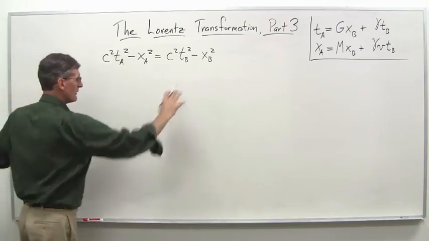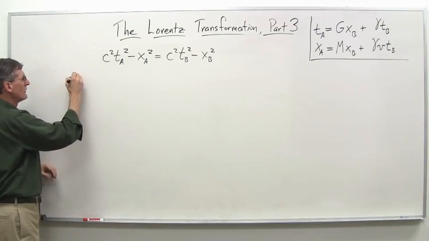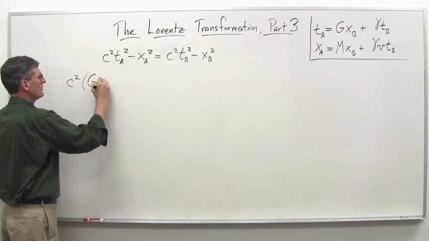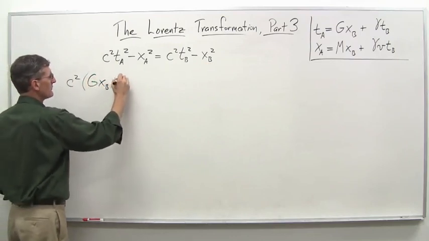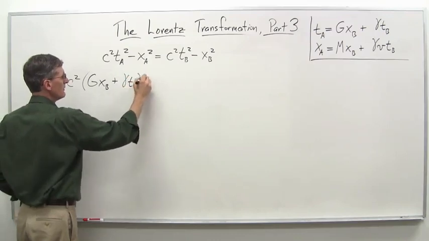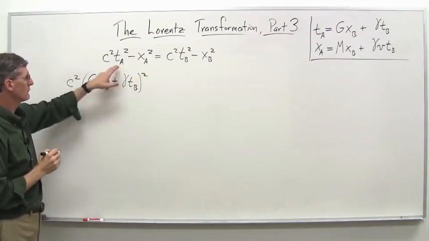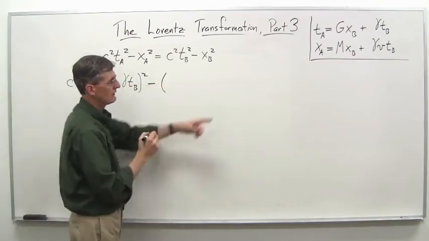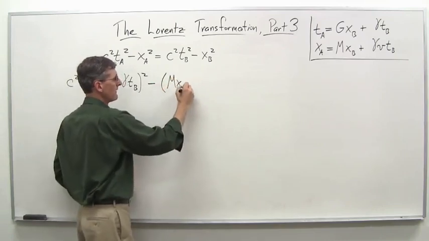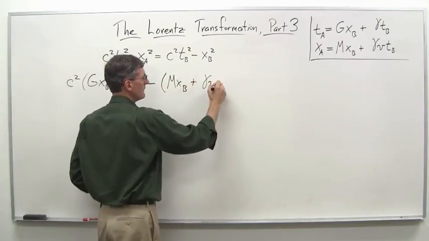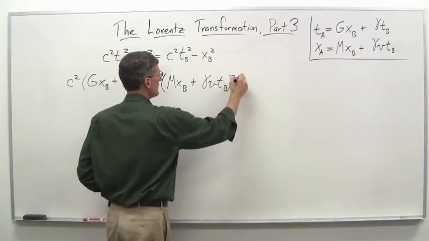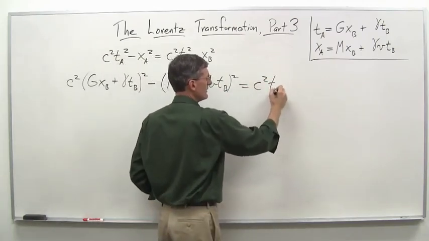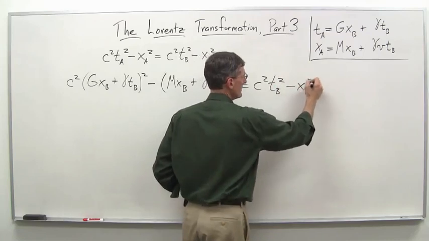So we're going to have a lot of room here. We'll start over here. So I'm going to have c squared times, and what's t_a? t_a is g x_b plus gamma t_b, all squared. Okay, so I plug that in there. c squared t_a squared minus x_a squared. And so x_a squared is m x_b plus gamma v t_b, squared, equals, this side stays the same, c squared t_b squared minus x_b squared.